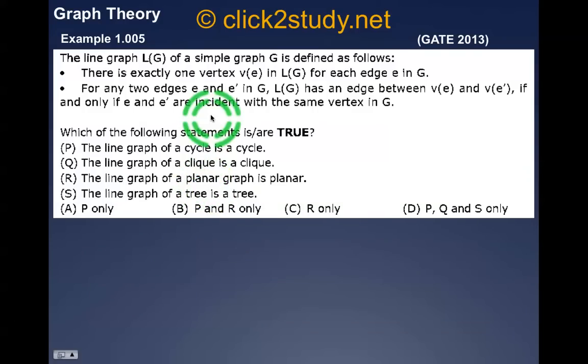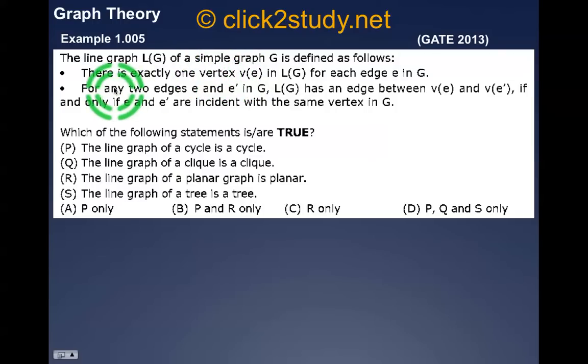Alright, coming to the next example. The line graph LG of a simple graph G is defined as follows. So we have a simple graph G, and then there is something called the line graph LG of that simple graph, and that's how we define this line graph LG by these 2 points. The first point is there is exactly one vertex VE in LG for each edge E in G. So this means that for every edge E in G, there will be a corresponding vertex VE in LG.